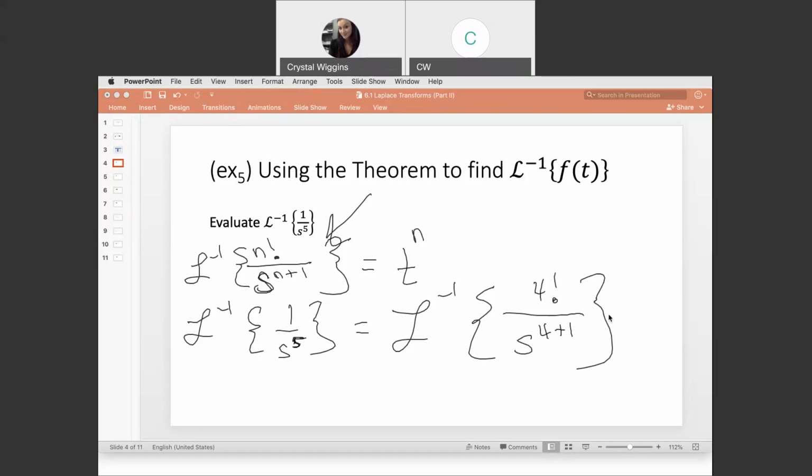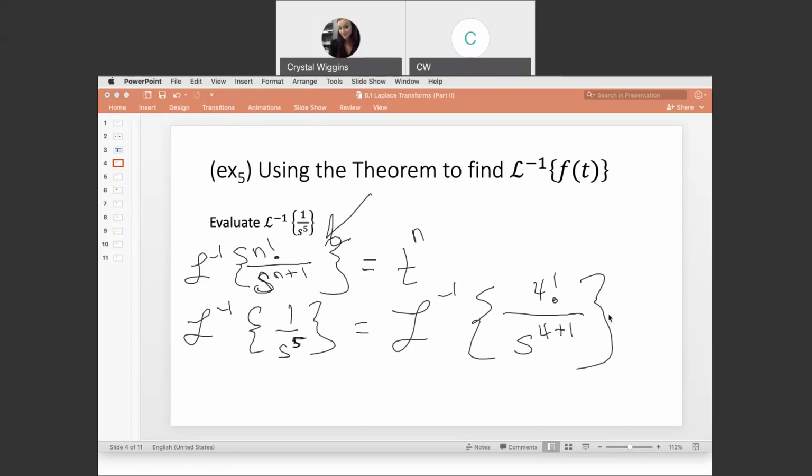Now 4 factorial, remember, means to multiply 4 times every number below it until you get to 1. So 4 times 3 times 2 times 1 is 24 over s to the 5th. So that's not going to work, right? Because our original problem is 1 over s to the 5th.